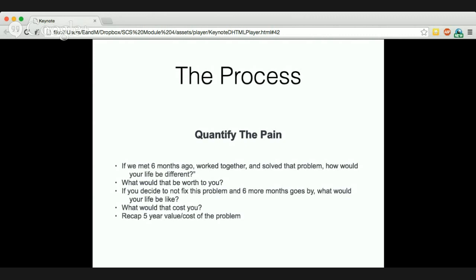Then you say, what would that be worth to you? So now you're trying to quantify it. Does that mean you get more customers? Does that mean you get a raise? Does that mean you get more time? What is that worth to you?